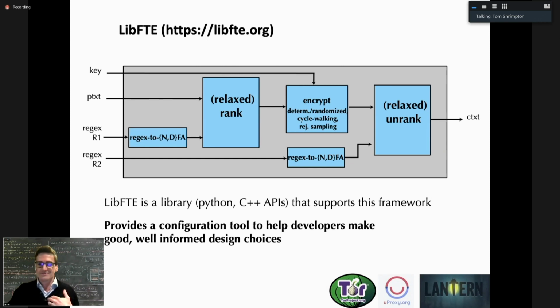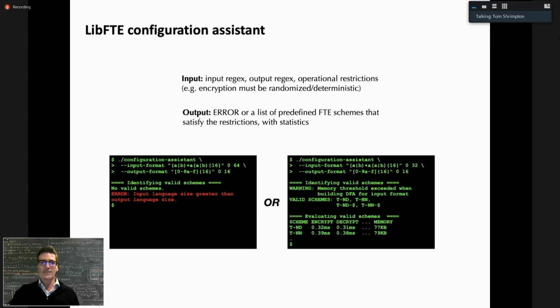I didn't build it. I'm old. I don't write code. My student at the time built a really nice library called libfte, which you can get from this address. It implements all this stuff. At the time it was part of Tor. It's also been picked up by some other censorship circumvention projects. And we provided with it this configuration assistant, which was aimed at helping developers figure out: I have these two regular expressions. Can I use them? Are the sizes appropriate, whatever?